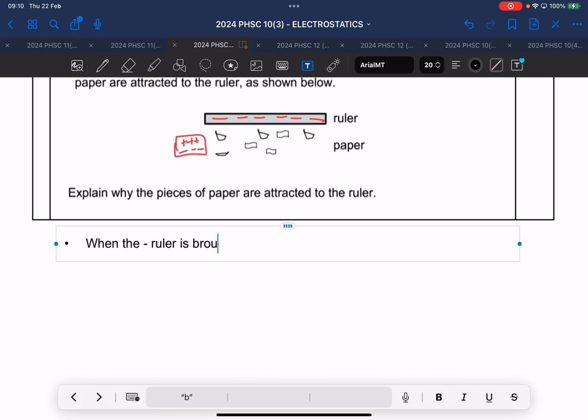Is brought close to the paper, the negative charge repels the electrons on the ruler. Yes. Paper. Say what you want to say. Say the sentence again. Let me hear the whole sentence. Yes. The negative ruler is brought close to the paper, the negative charge... So what did you copy at 5B?